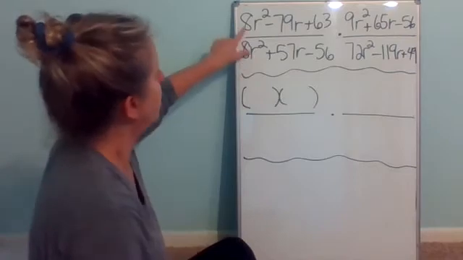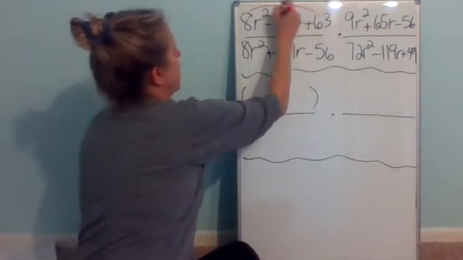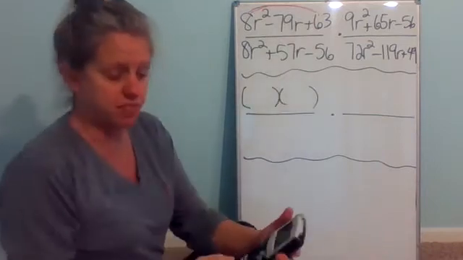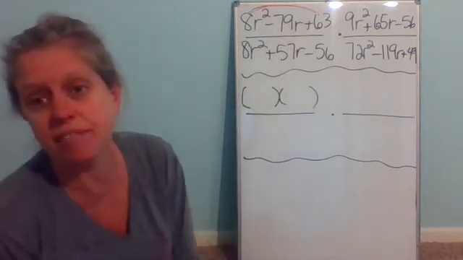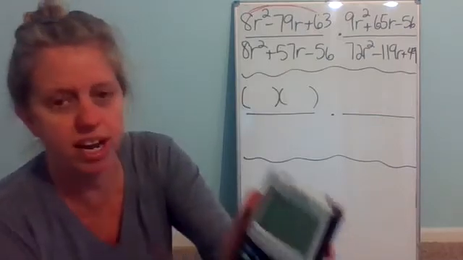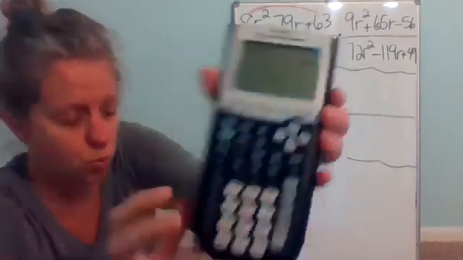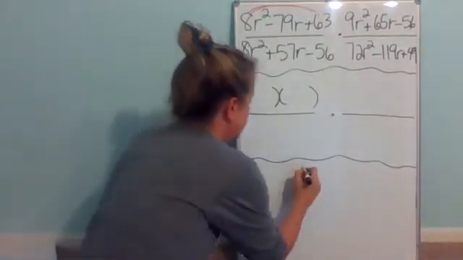So let's see. What is the long type of factoring say to do? I'm going to do 8 times positive 63. I'm not going to do any of this work in my head. So 8 times 63 gives me 504, and it's positive.